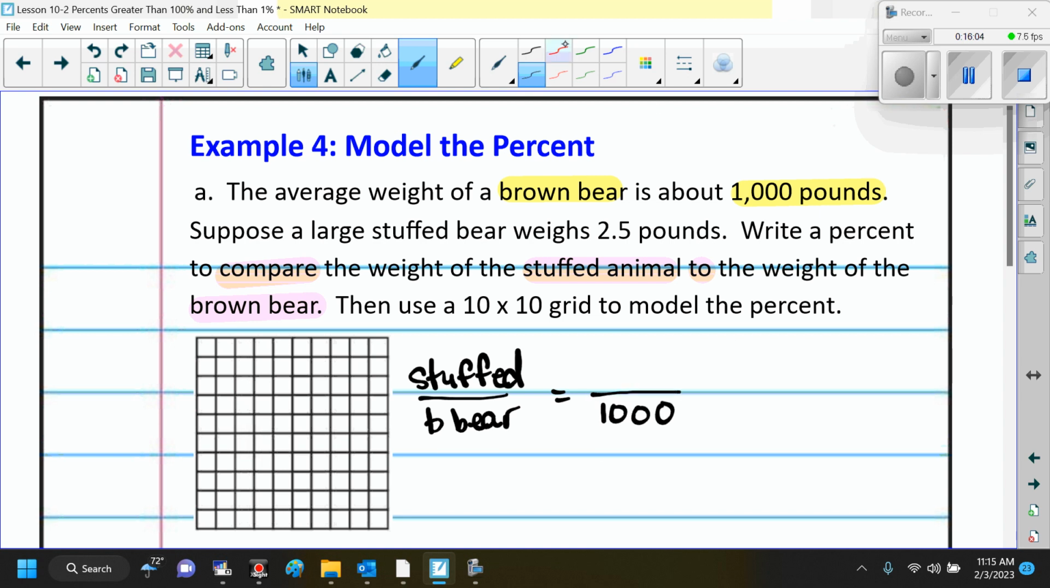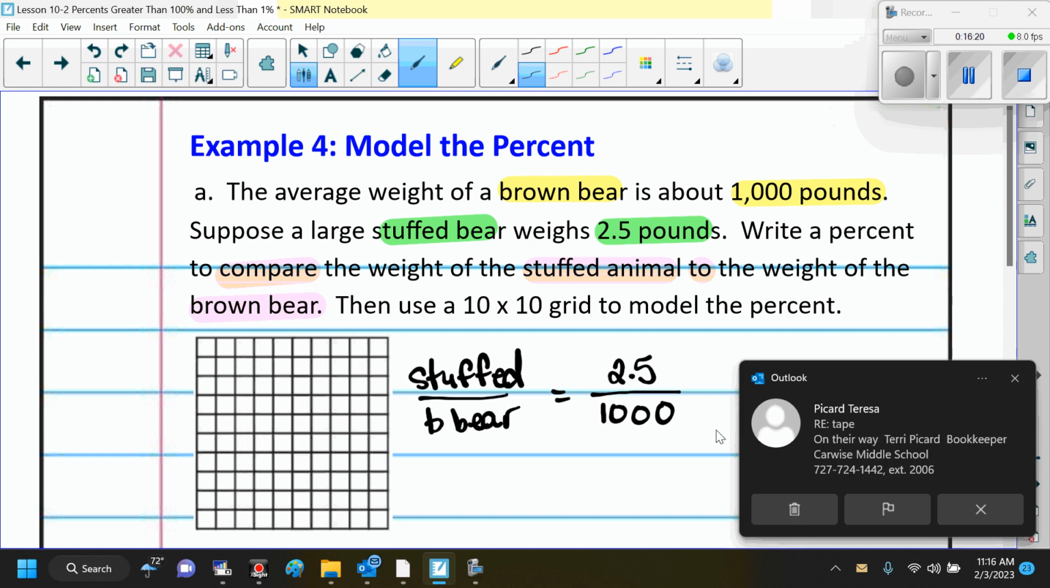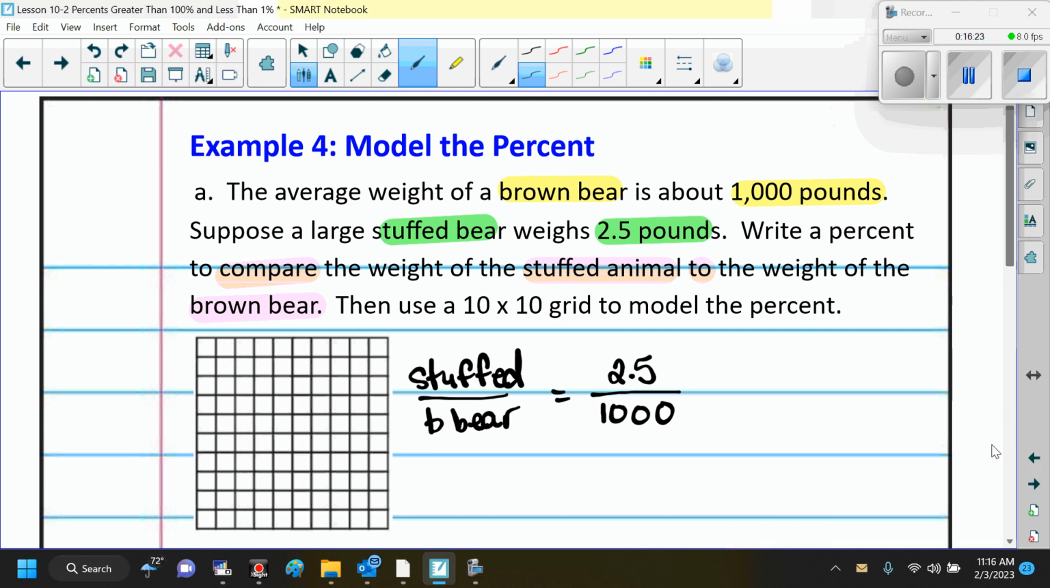Okay? Then it says up here, the stuffed bear weighs 2.5 pounds. So that goes up top, 2.5. Is everybody with me? Now, we want to write that as a percent. Percent means per 100, right? Per 100. But that's not 100, that's 1,000. Very good. So we want to divide by 10 in the numerator and the denominator.